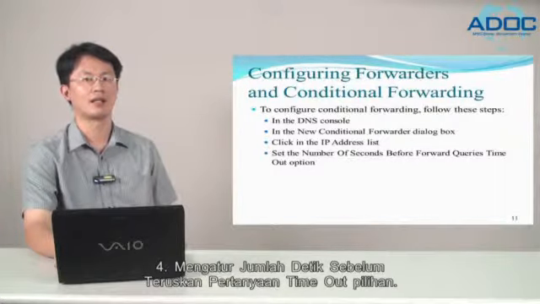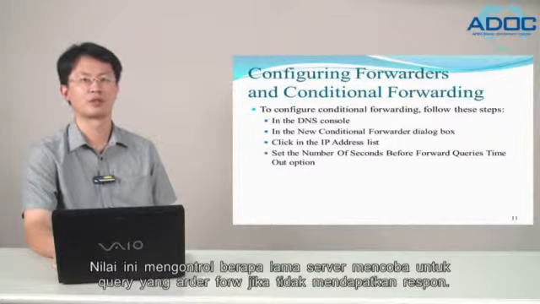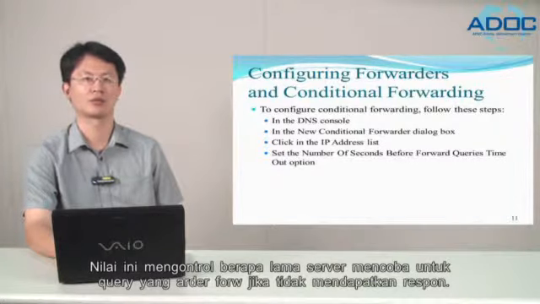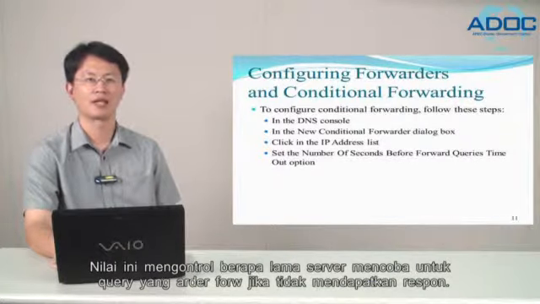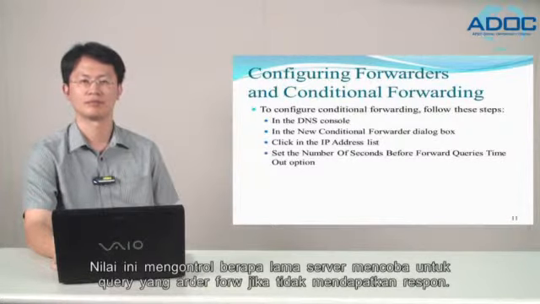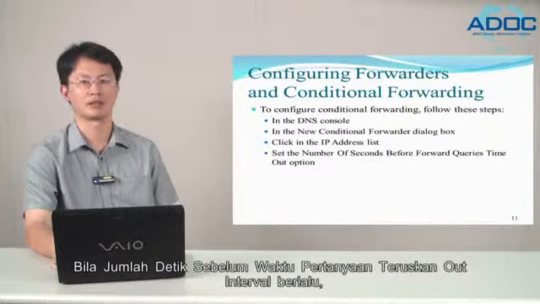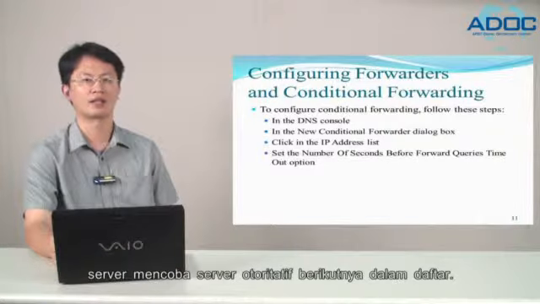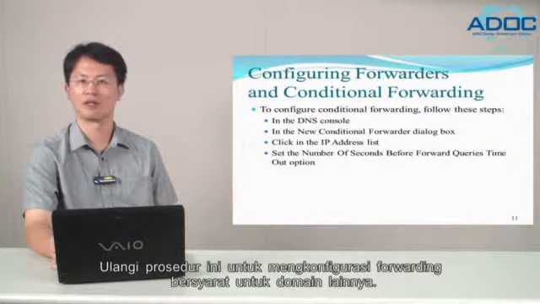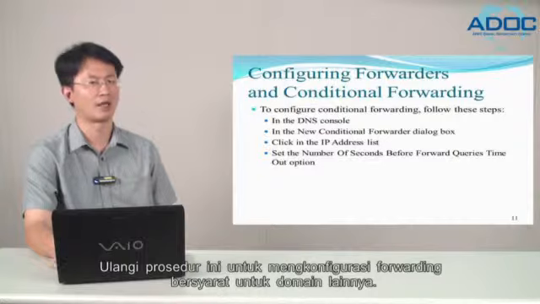Fourth, set the Number of seconds before forward queries time out option. This value controls how long the server tries to query the forwarder if it gets no response. When the number of seconds before forward queries time out interval passes, the server tries the next authoritative server in the list. Repeat this procedure to configure conditional forwarding for other domains.